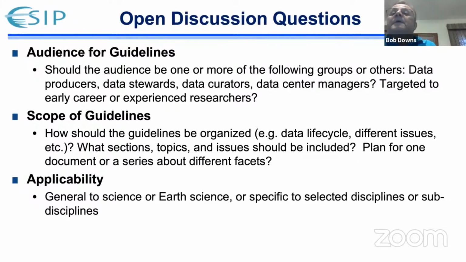So obviously we need to know what sections or topics or issues we're going to have in order to determine how they would be organized. And then relatedly, we might want to think about whether we should have this as a single document or a series of documents that are each focusing on a particular facet.